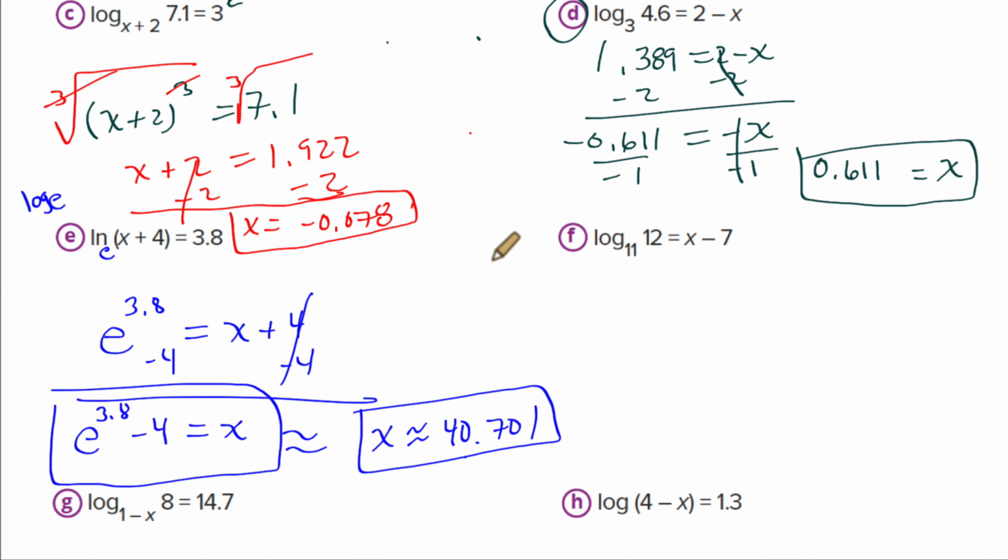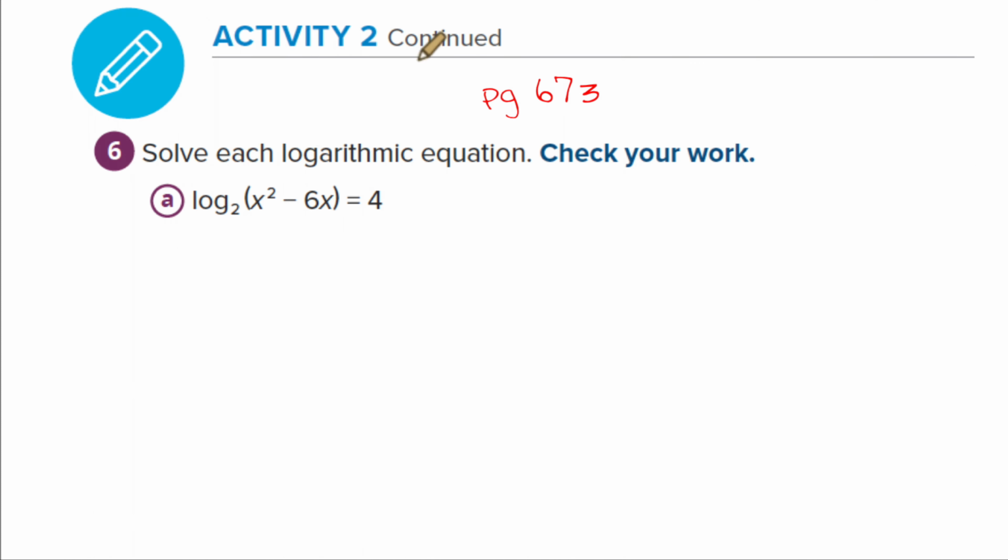Okay, so that's enough of these examples here. We're going to move on. So the next type of problem that we're going to do, these equations here, it's on page 673. Log base 2 of some expression here equals 4. So how do we solve this? Let's think about it. What would we do? So let's write it in exponential form first. So that means 2 to the 4th would equal the argument, which is x² − 6x.